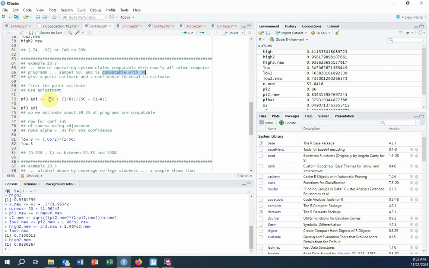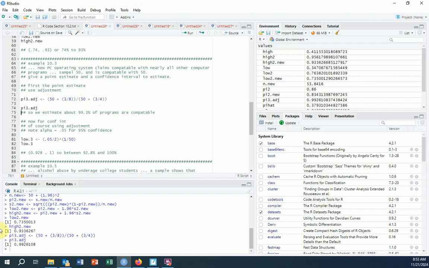100% would not be a great point estimate. Since I got all yeses, I just use this formula where I take my 50 and add 3/8 to it. That's the top of the fraction. And for the bottom of my fraction, I take my 50 and add 3/4 to it. Let me see what we get for a proportion: about 99.26, or 99.3. That's probably a more accurate estimate of how many programs this thing works for, because there's got to be one weird program out there that won't work for it.